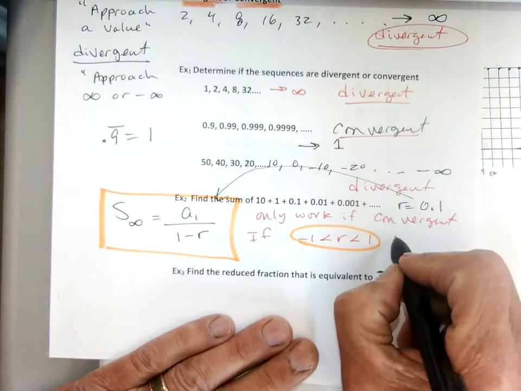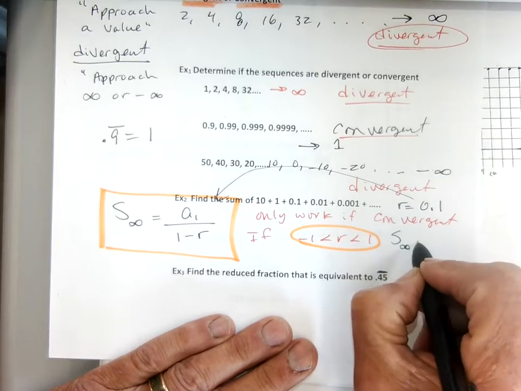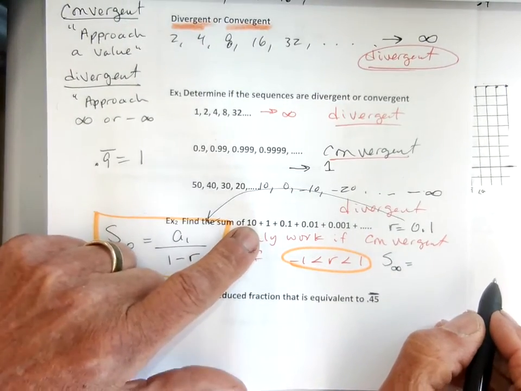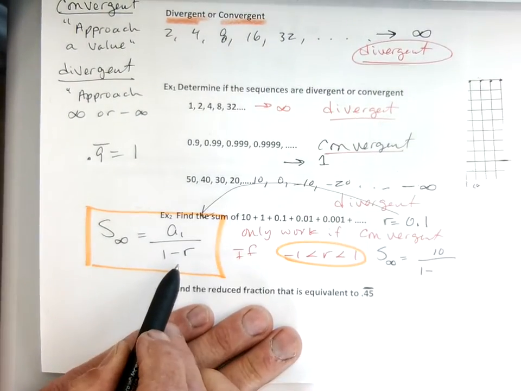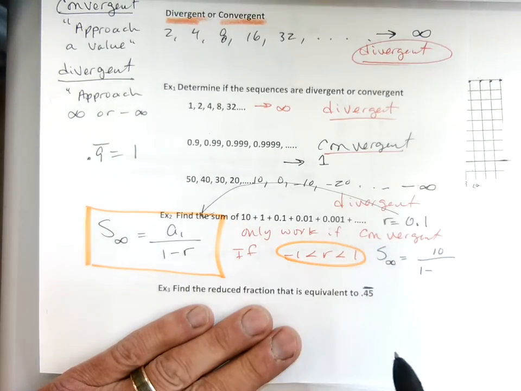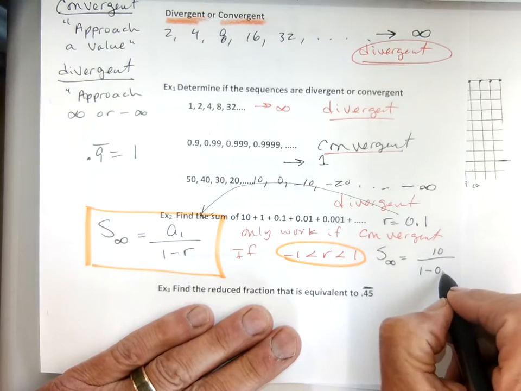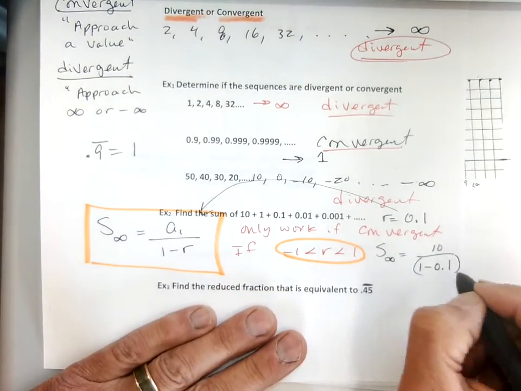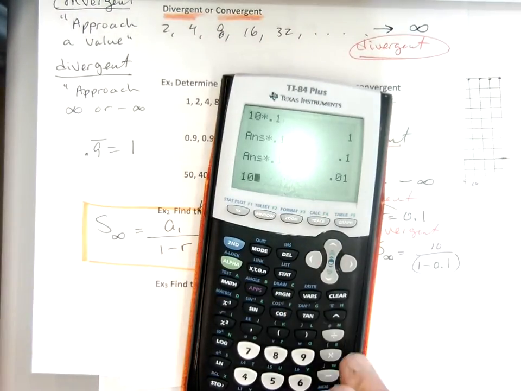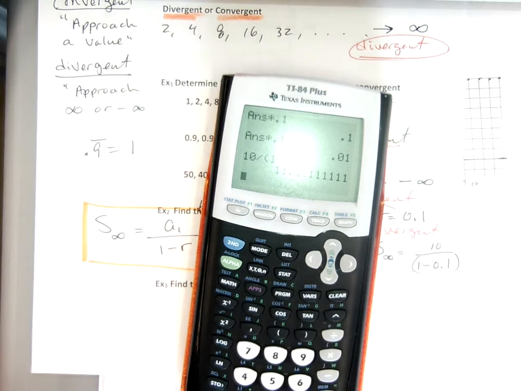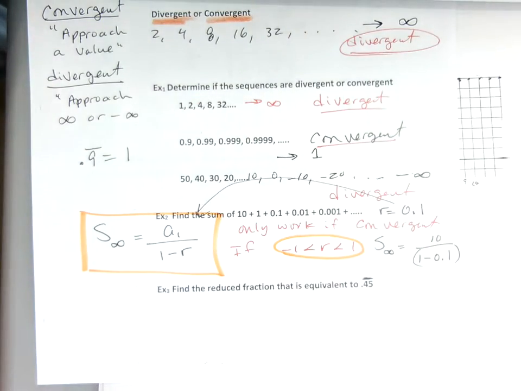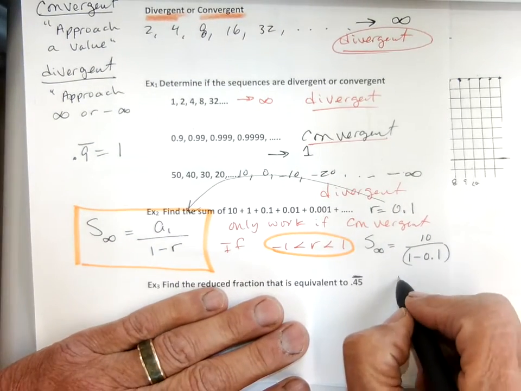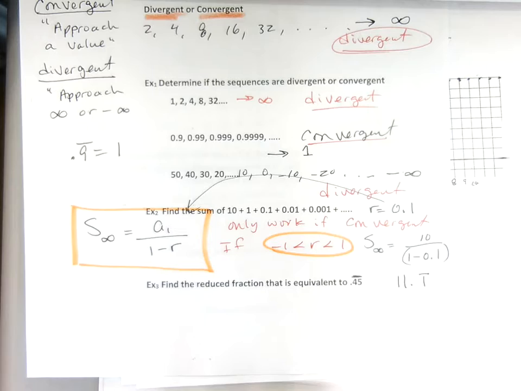So I'm going to go S of infinity is going to equal A1, that's my first term, which is 10, divided by 1 minus the multiplier. And the multiplier, the R, is 0.1, so 1 minus 0.1. I'm just going to use my calculator. What is 10 divided by, parentheses, 1 minus 0.1, and I get an answer of 11.11111 repeating, or 11 and 1/9. It is 1/9, okay?